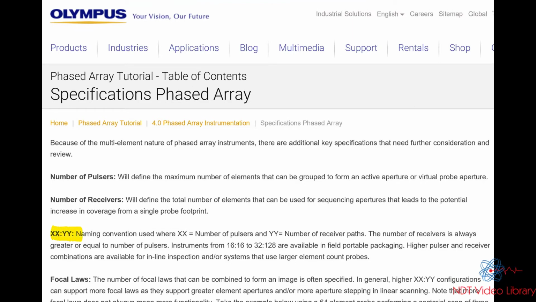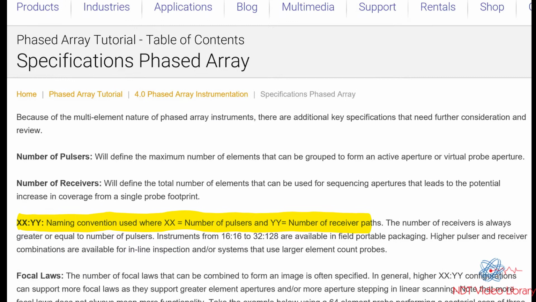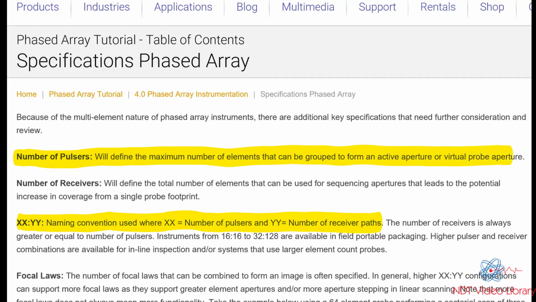For those few people who don't know what the question means, here's some background. The XXYY naming convention is used, where XX is the number of pulsars and YY is the number of receiver paths. The number of pulsars defines the maximum number of elements that can be grouped together to form the active aperture, or the VPA, virtual probe aperture.